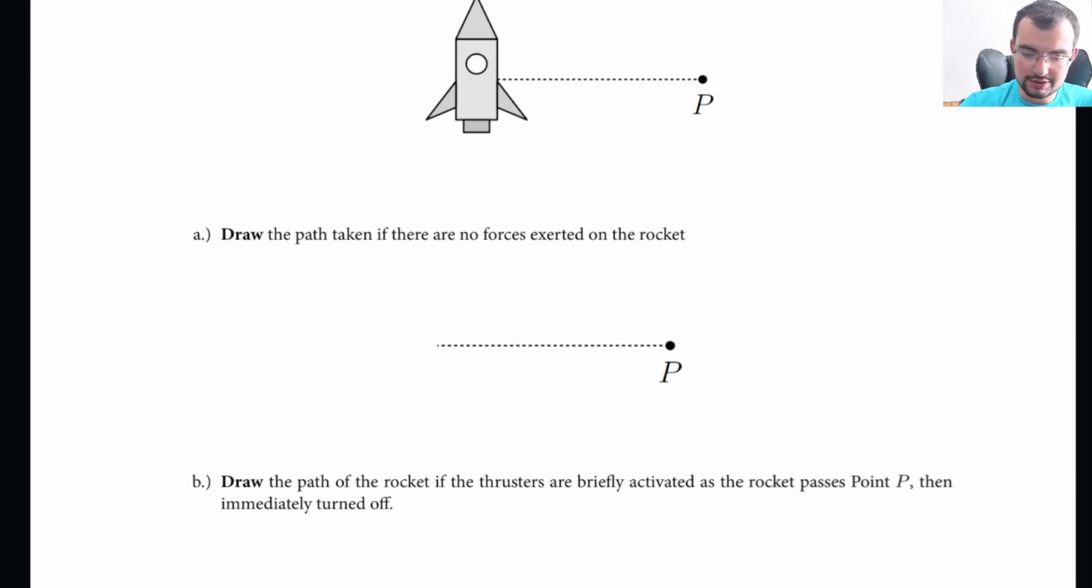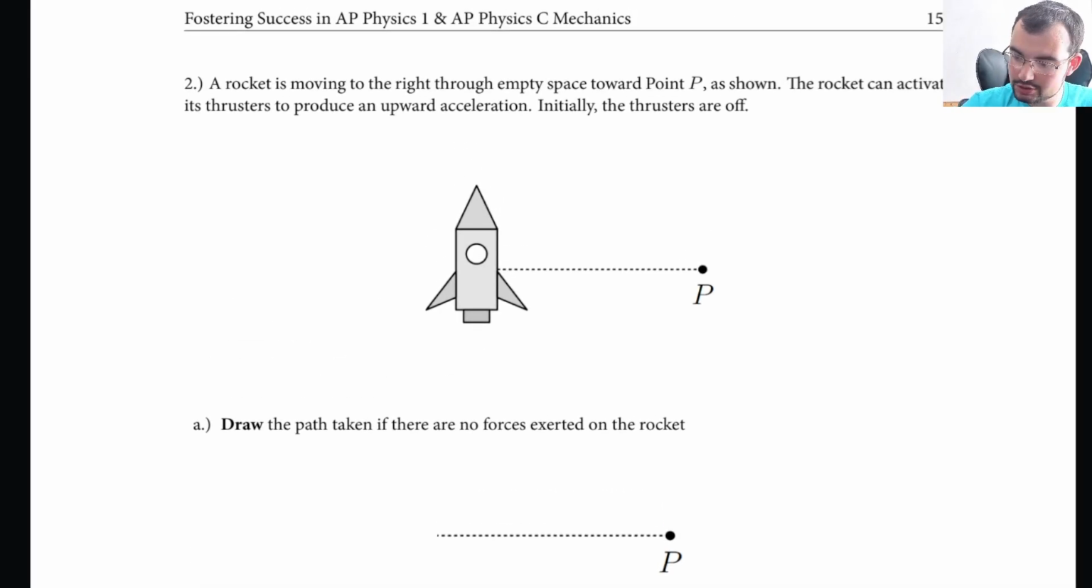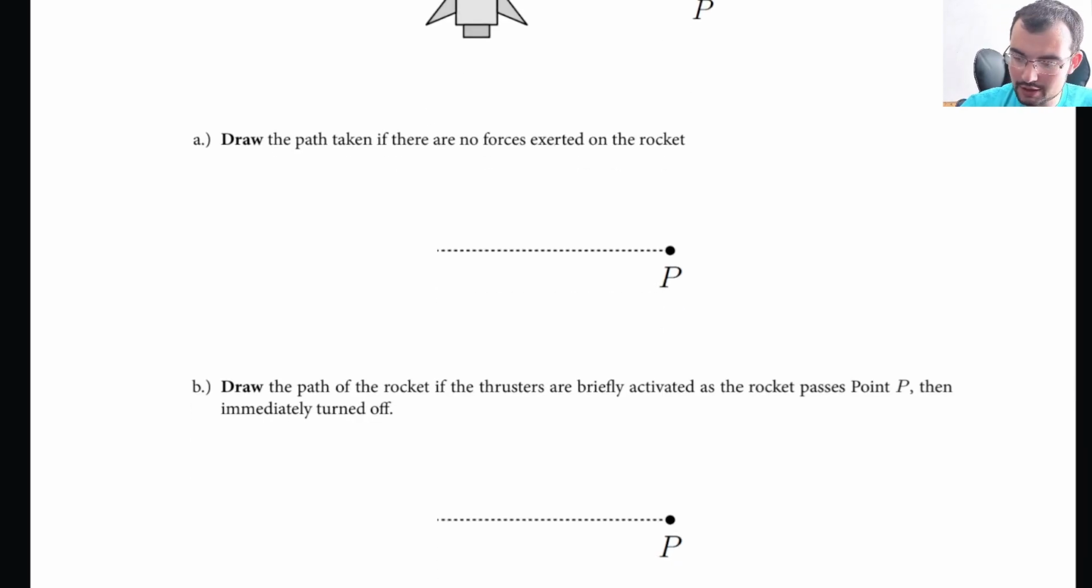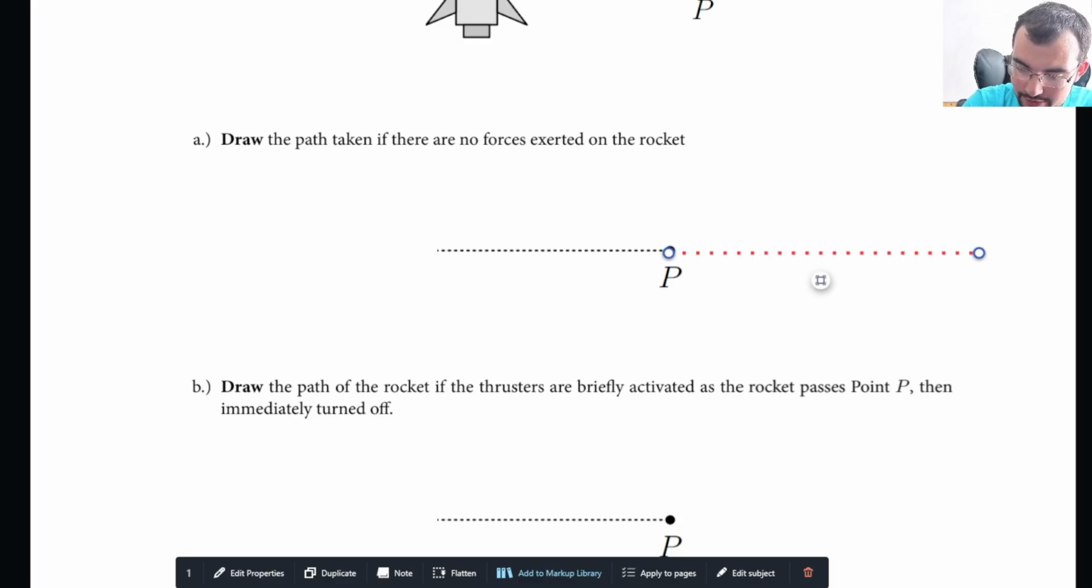So the easiest case is we know that it says the rocket is just drifting to the right. So it is going to have an initial velocity to the right. And Newton's first law says that if there's no forces on the object, no unbalanced forces or no forces at all, the object's velocity can't change. So if there are no forces exerted on the rocket, it will continue just to move in a straight line forever.